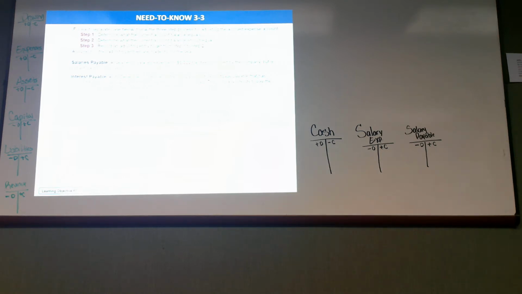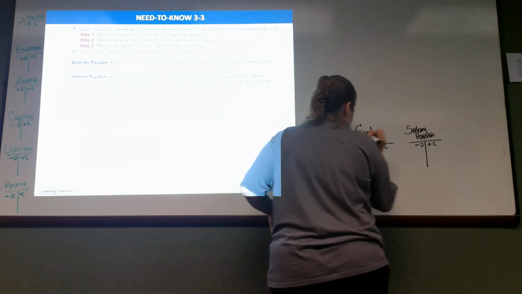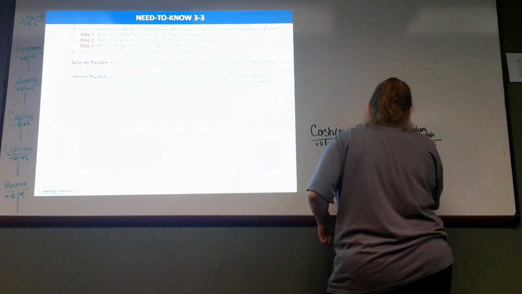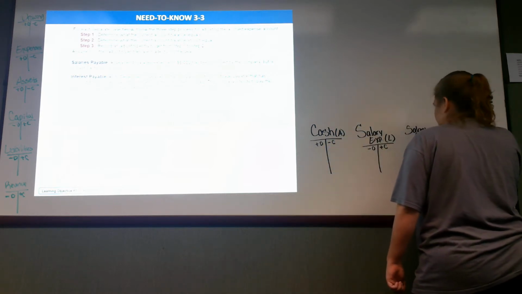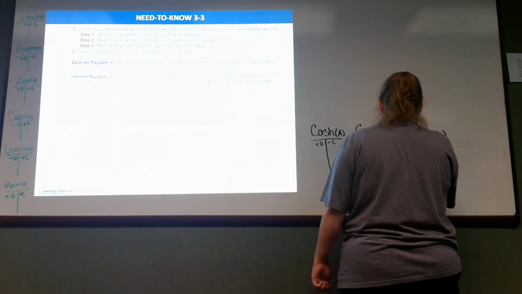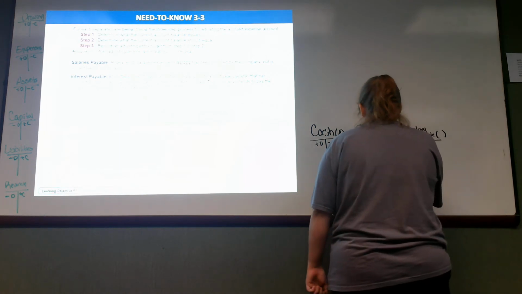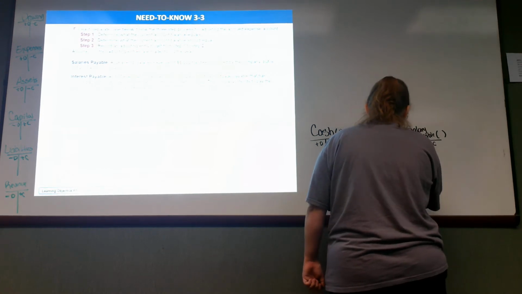Cash is what type of account? Asset. Cash is an asset. Salaries expense, what type of account? It's an expense. So it would be, go ahead, plus minus. Yep. Salaries payable is what type of account? It is a liability. So it'd be a minus plus.